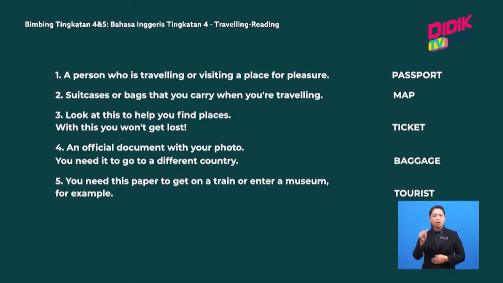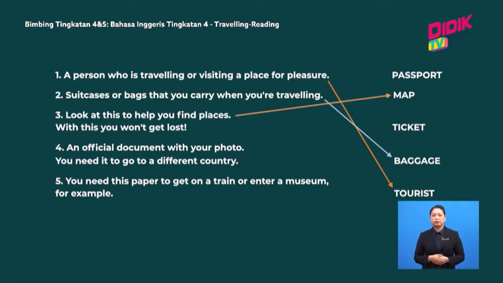A person who is traveling or visiting a place for pleasure. Tourists. Suitcases or bags that you carry when you are traveling. Baggage, or some people call it luggage. Look at this to help you find places. With this, you won't get lost. Map. Yes, a map. It can be a paper map or electronic map that you have on your mobile phone.